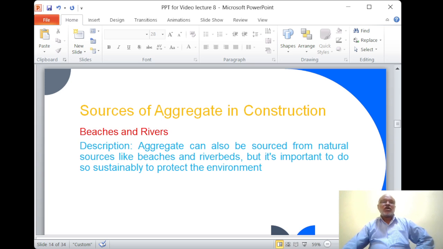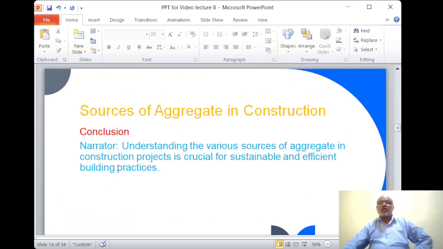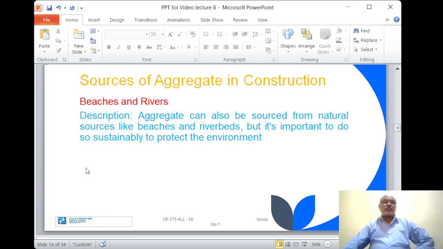Let us see quarry. Quarries are locations where large amounts of rock, stone and or gravels are extracted for construction and other purposes. These materials are often crushed and used as aggregate in concrete, asphalt and other construction projects. Quarries play a crucial role in providing the raw materials needed for infrastructure development.